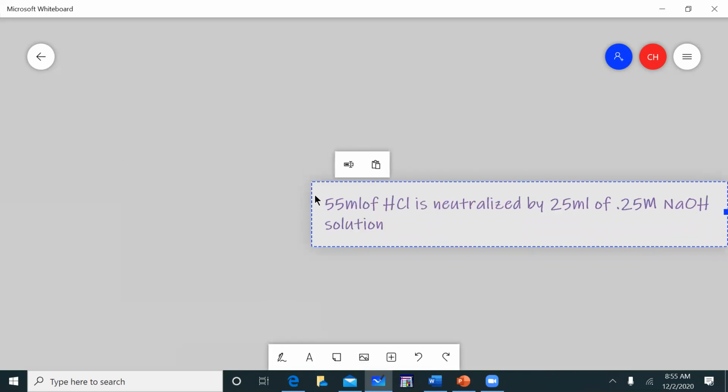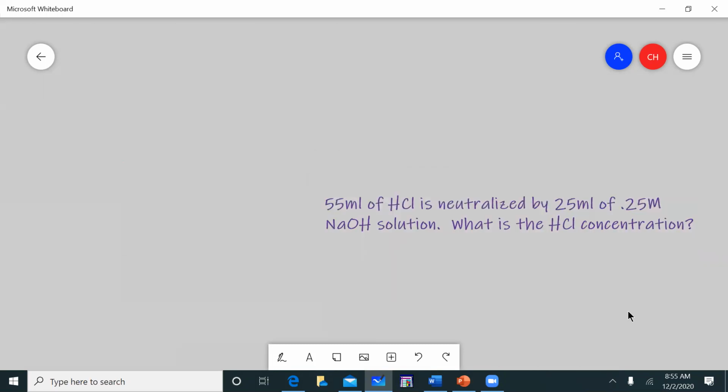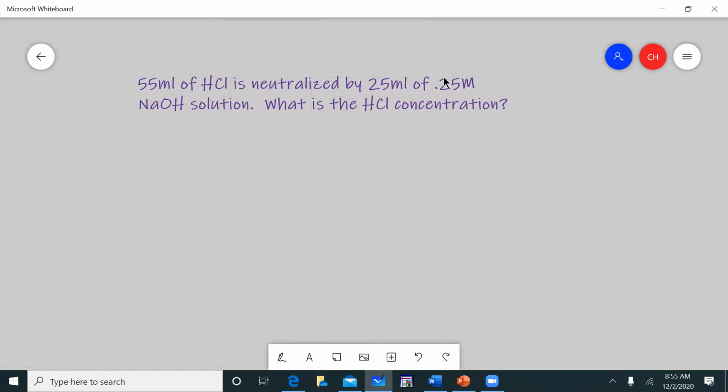55 milliliters of HCl is neutralized by 25 milliliters of 0.25 molar NaOH solution. What is the HCl concentration? Okie dokie. So 55 milliliters of HCl is neutralized by 25 milliliters of a 0.25 molar NaOH solution. What is the HCl concentration?